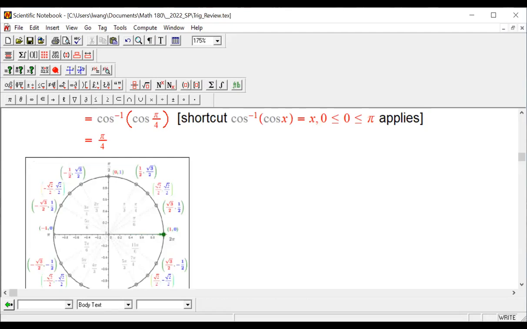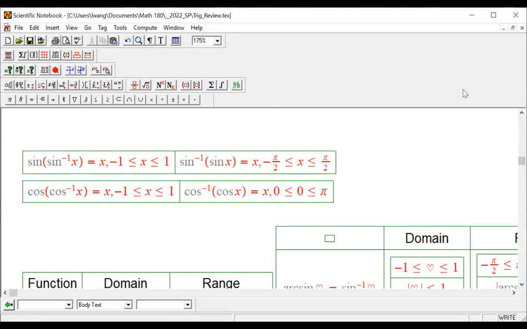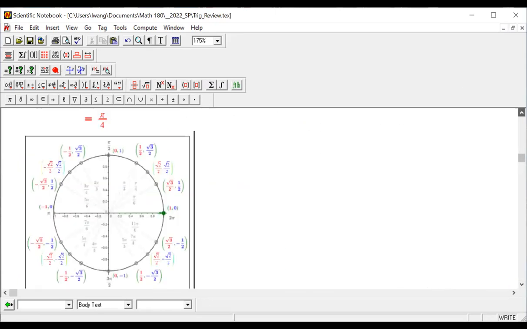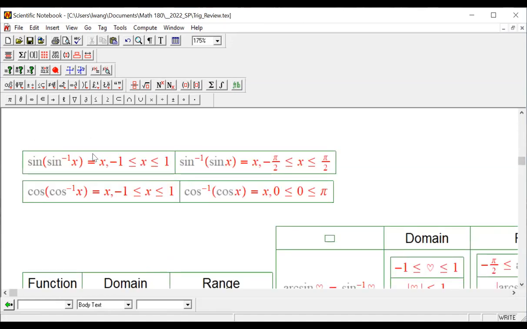Okay. So these exercises are designed for you to apply the shortcut if it applies. If the shortcut does not apply, you just have to apply the basic principles, which are ARD, DRA, and so on and so forth. Okay, so let's look at another one, example number 5.